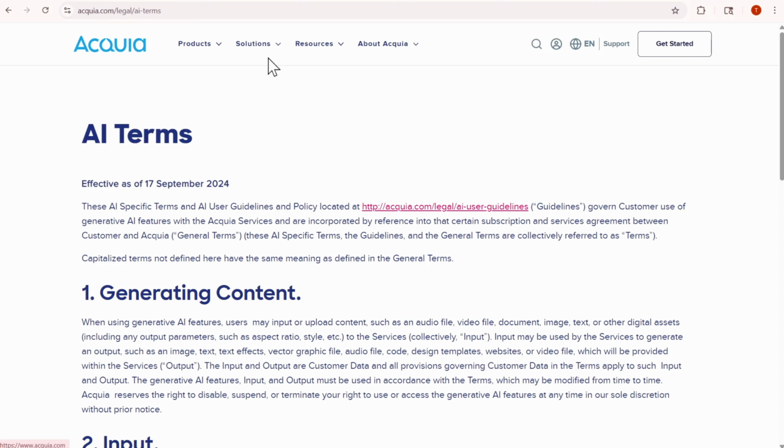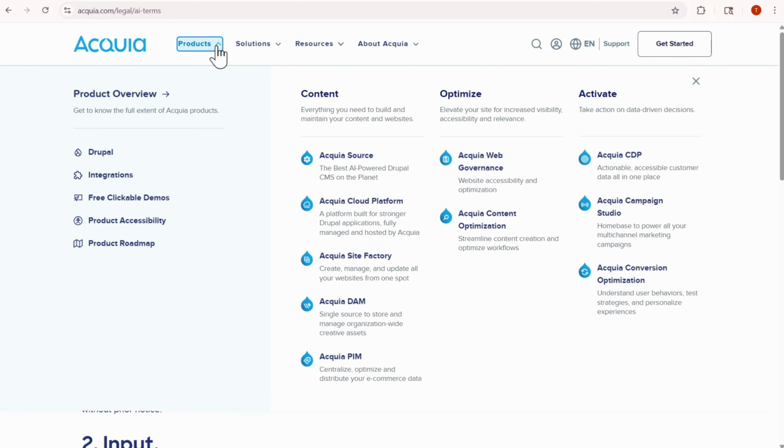So there's this organization, let's just hover over the products. So they've got an AI-powered Drupal CMS, a platform built for stronger Drupal applications. Create, manage, and update your websites from one spot. Single source to store and manage organization-wide creative assets. Okay. All right, so something to do with e-commerce. You can do content, optimize, and activate.